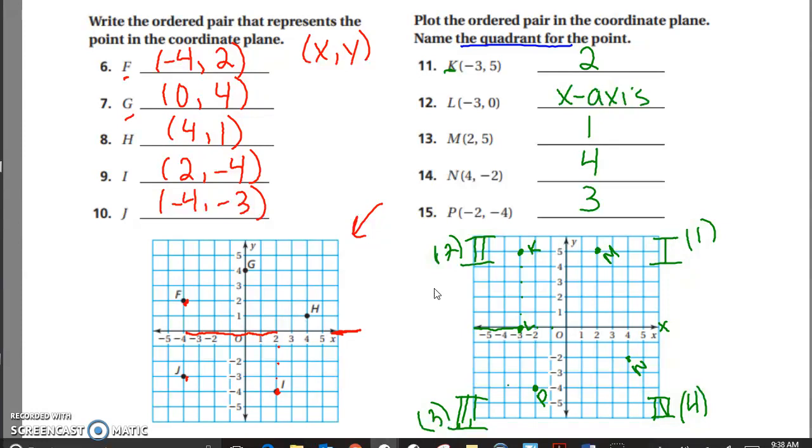Okay, so just an extra question. Let's say we had a point Y, and let's say that point was at 0, 3. So that would be 0, 1, 2, 3. That would be here. I'm going to ask you, what quadrant would this point be on? It wouldn't be on a quadrant. This is on the y-axis. Just like this point L is on the x-axis. This is located on the y.